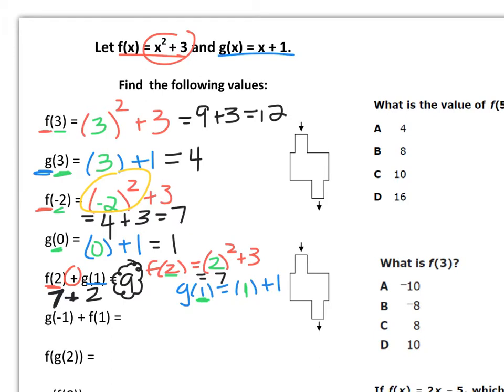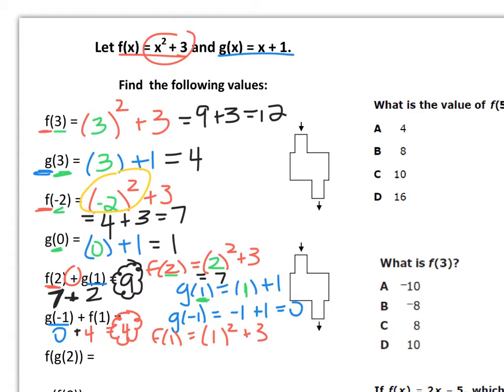Let's try the next one. So g of negative 1. I'm going to stop my color coding a little bit. So negative 1 plus 1 gives me 0. And then bringing down my plus. And f of 1, parentheses squared plus 3. 1 squared is going to be 1, plus 3 is 4. So my final answer for that is 4.